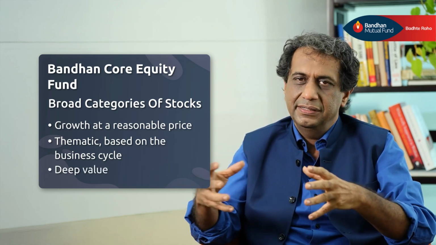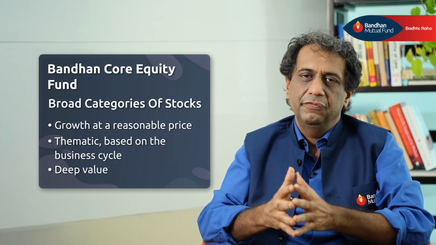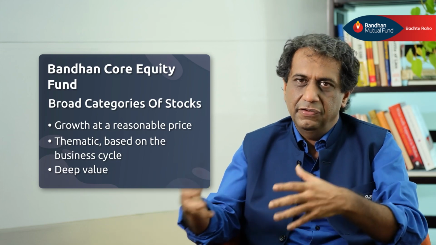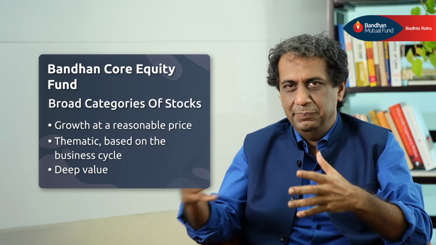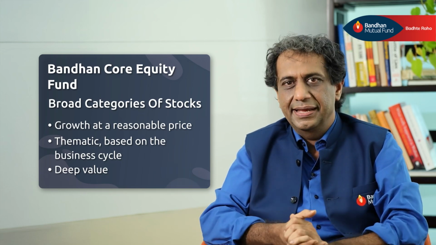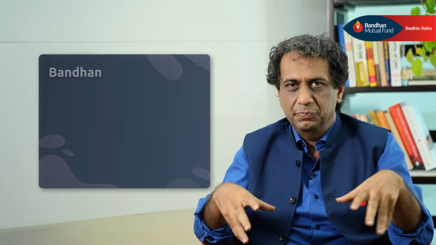The third part is what we call the deep value or optional upside part, where we're looking at stocks which are trading at a fraction of their asset values, book values, replacement cost, or holding companies where the discount to the underlying asset is huge. So these are three parts of the portfolio.